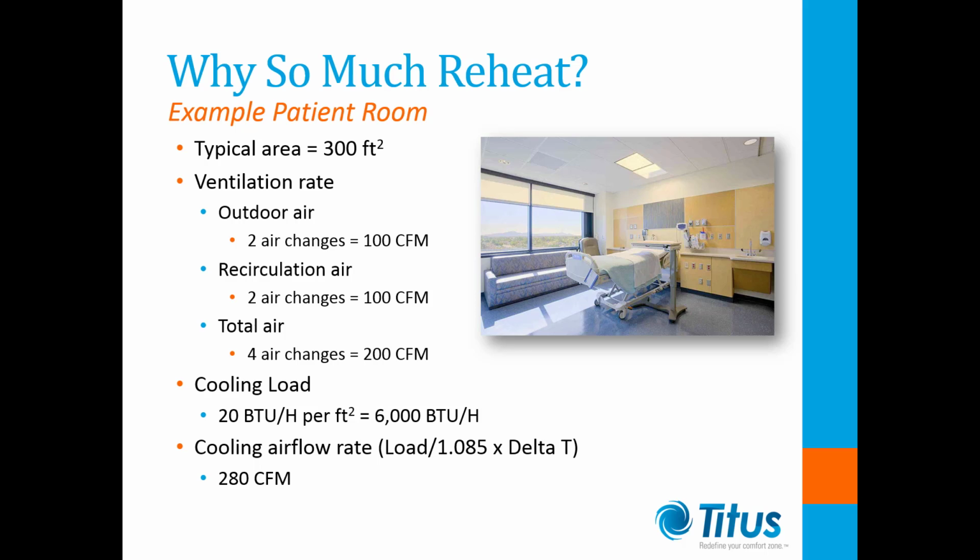Well, if we analyse the loads and ventilation requirements of a typical sized patient room, it's easy to see why. Using a 300 square foot by 10 foot high patient room as an example, ASHRAE Standard 170 requires that 4 air changes per hour should be sent to the patient room whenever it is occupied. Of those 4 air changes, 2 must be filtered outdoor air and 2 can be recirculated. So for this size room, a total of 200 CFM is required, which includes the 100 CFM of recirculated air.